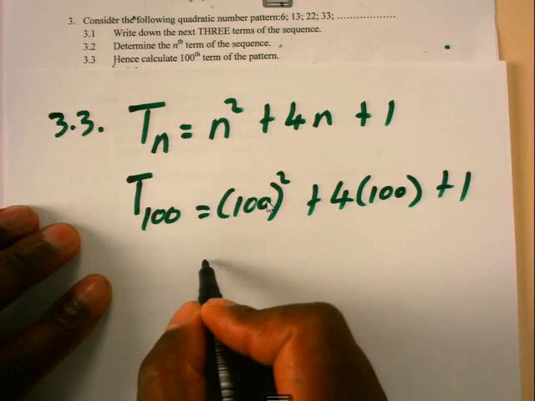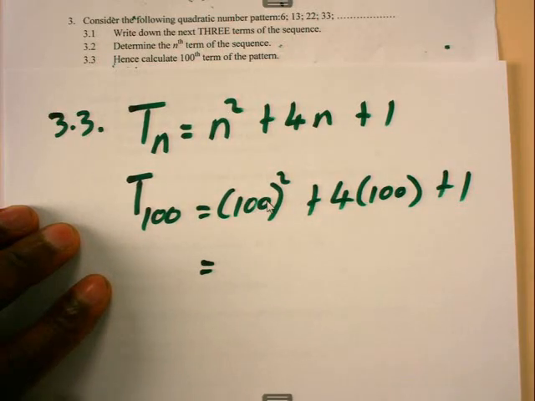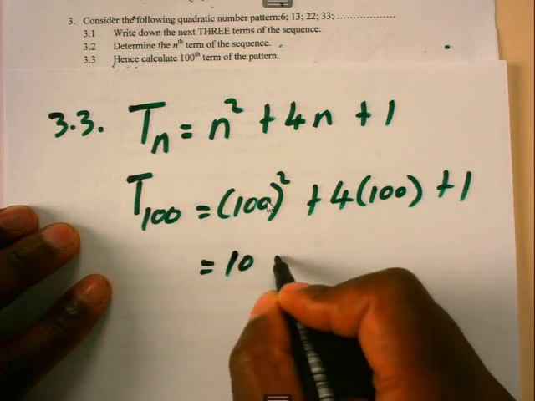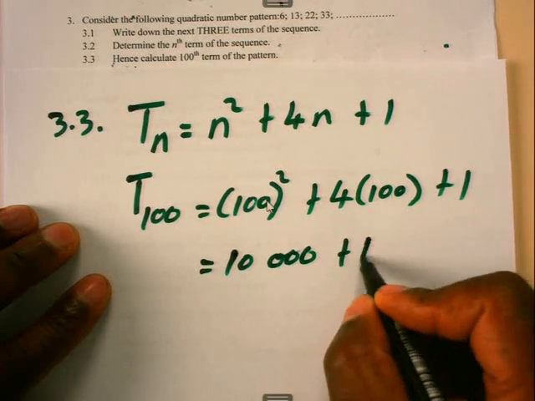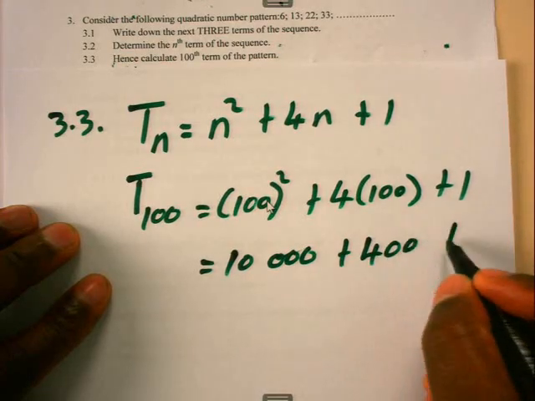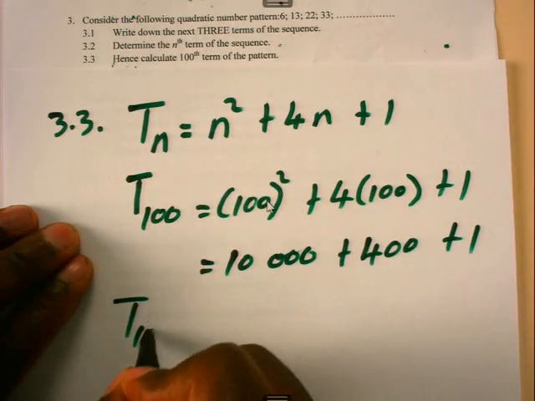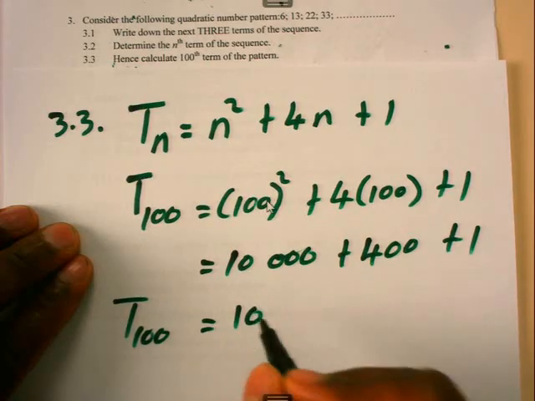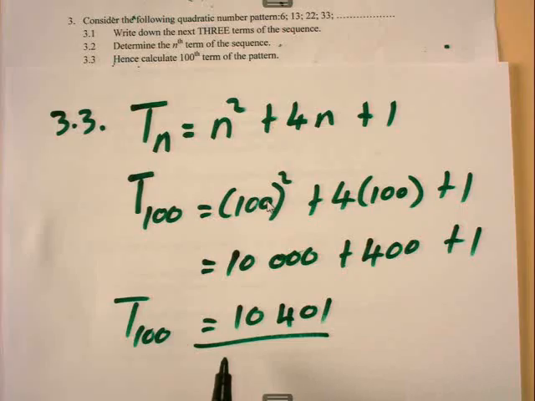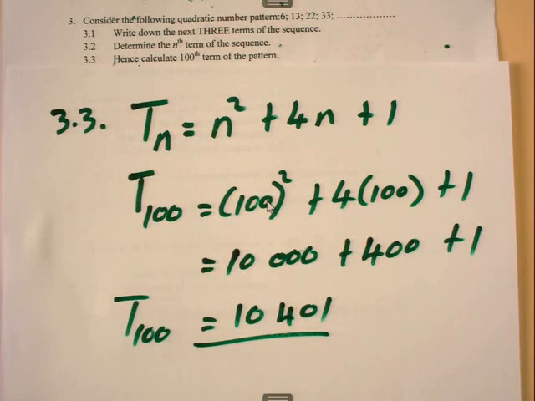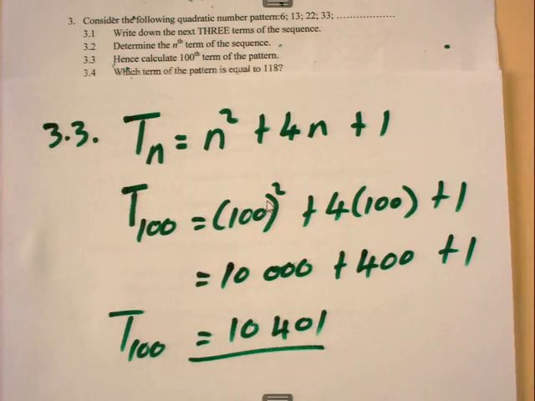Let's simplify. 100, if you square it, will give you 10,000. Plus 100 multiplied by 4 will give you 400, plus 1. So you add all the three terms together, and you'll then get 10,401. This is 3.3 when we want to determine term number 100. Term number 100 of the sequence will be equal to 10,401.